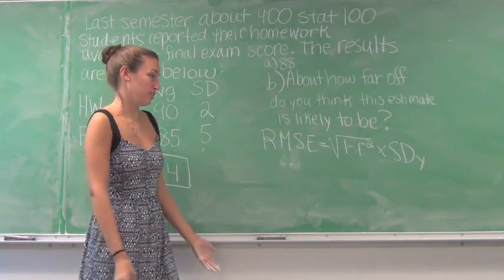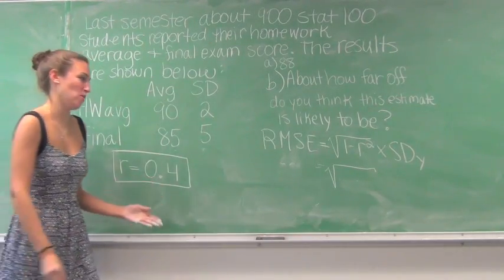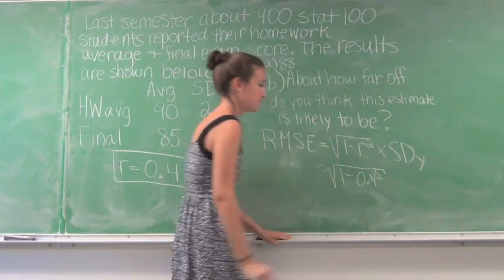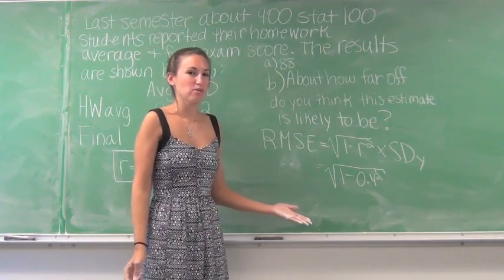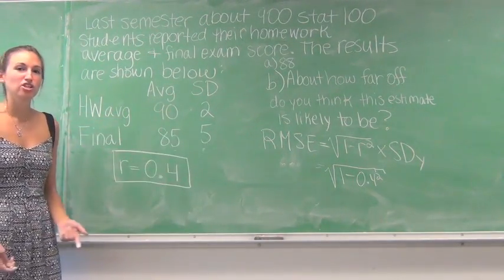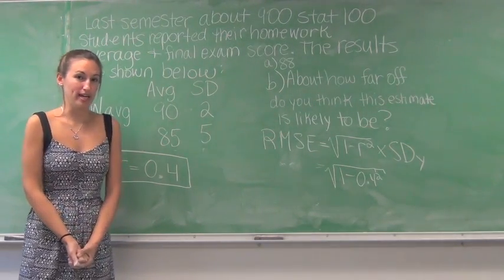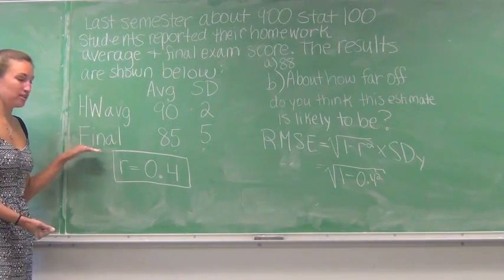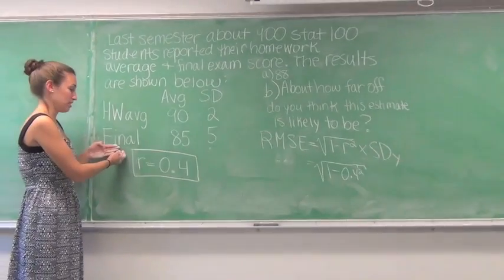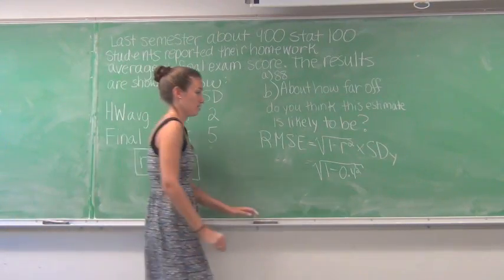So now it's basically just plug and chug. We know that our correlation coefficient is 0.4. So we have 1 minus 0.4 squared. And then SD of y. Well, if we look at our statistics here, we can see that there are two different SDs. So which one's our SD of y? Well, y, remember, is always what we're trying to predict. So in this case, we're trying to predict final exam scores from the homework average. But the ultimate thing that we're trying to predict is this final exam score. So we're going to use that SD. That's how we know to use 5 as our SD for y.